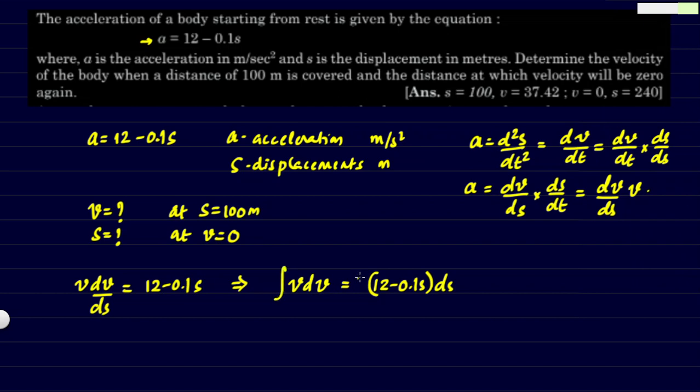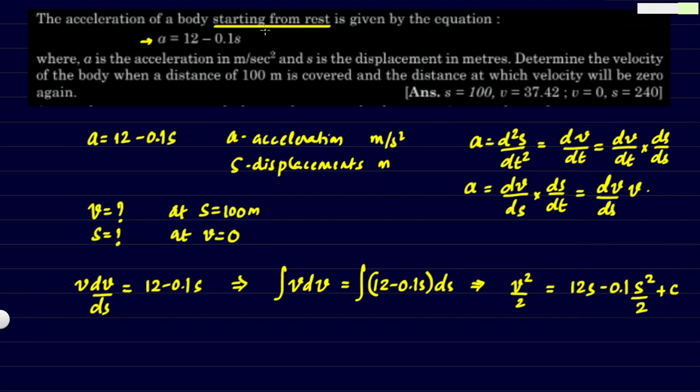Now when we apply the integration, we will get the relation between velocity and displacement. Let's go ahead and do that. Integration of v is v square by 2, and on the other side integration of 12 is 12s, and integration of minus 0.1s is minus 0.1 s square by 2. Of course we will get another constant here as well, and for finding the value of the constant we have to use the initial conditions, where it is starting from rest.